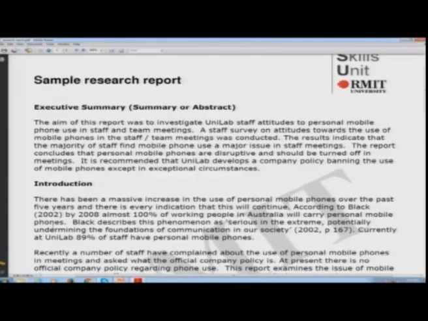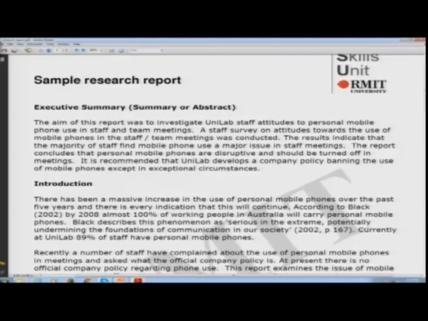So, now let us read this in detail. Executive summary. The aim of this report was to investigate Unilab staff attitudes to personal mobile phone use in staff and team meetings. A staff survey on attitudes towards the use of mobile phones in the staff team meetings was conducted. The results indicate that the majority of staff find mobile phone use a major issue in staff meetings. The report concludes that personal mobile phones are disruptive and should be turned off in meetings. It is recommended that Unilab develops a company policy banning the use of mobile phones except in exceptional circumstances.